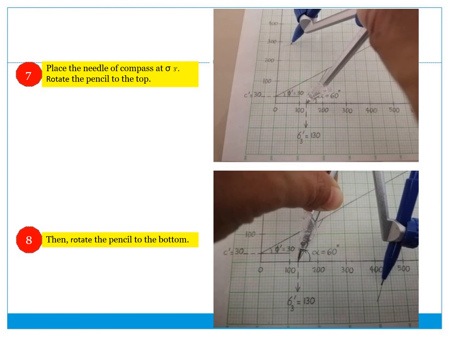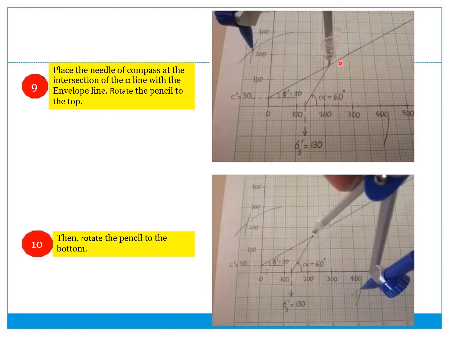Next step, you want to find the center. From the sigma 3 prime of 130, place the needle of the compass, rotate the pencil to the top, then rotate the pencil to the bottom. Then you place the needle here and you will get the cross. You have to cross this one to get the center.